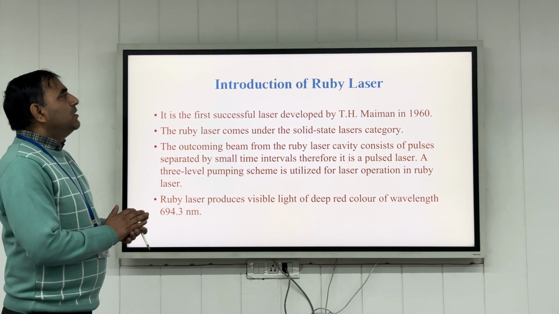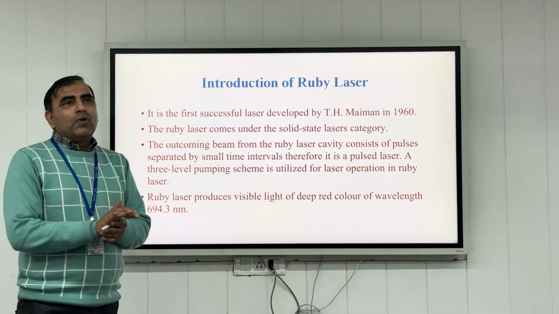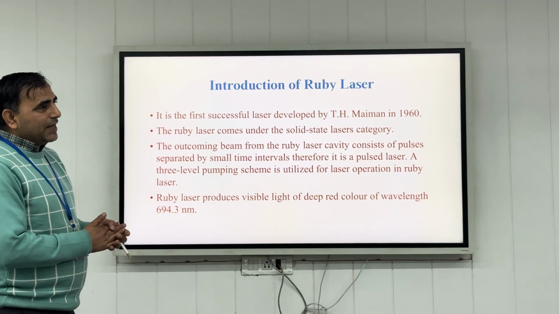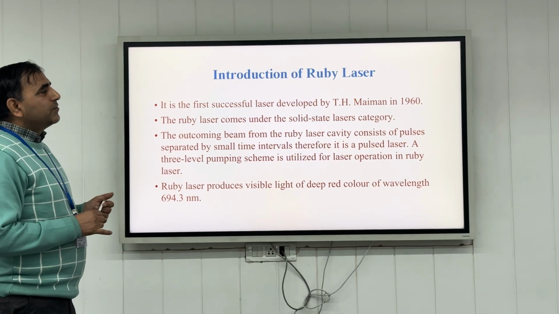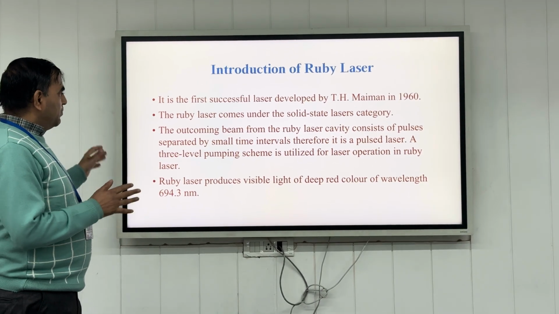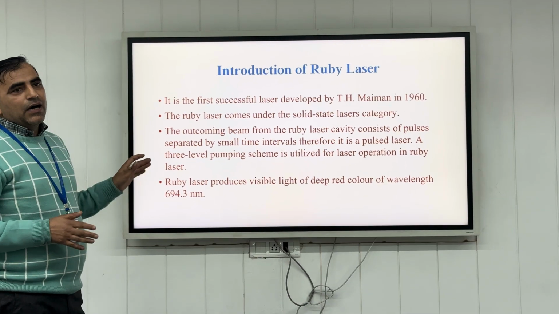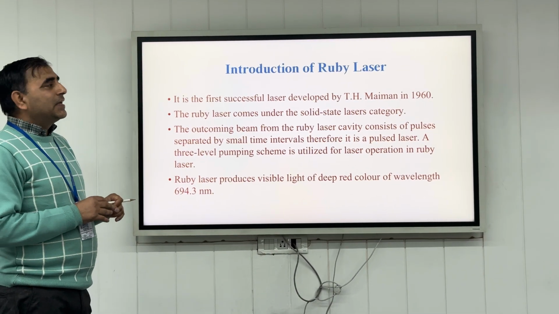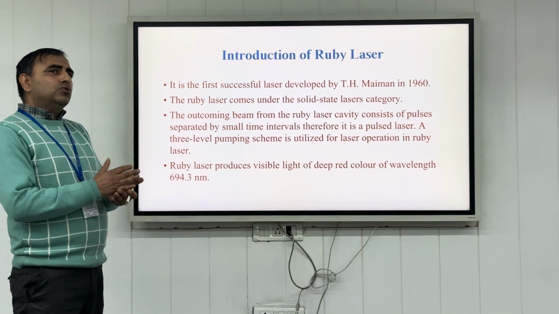Now we start the ruby laser. First of all, what is the ruby laser, what are its applications, and what is the working model of the ruby laser. It was discovered by T.H. Maiman in 1960. This is the first laser and it is a solid state laser.